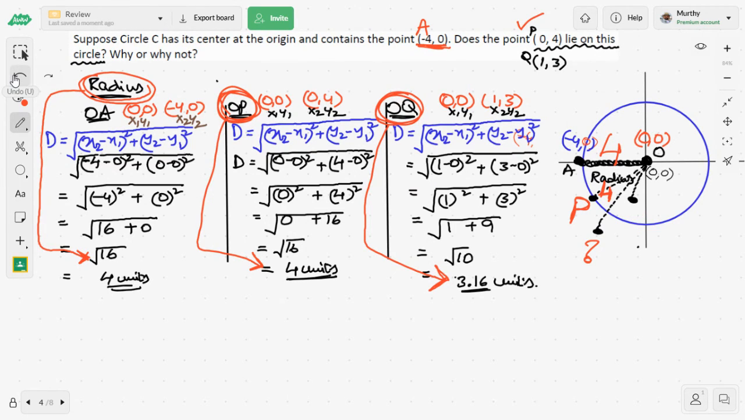If it is less than 4, let's say 3 units or 3.1 or 3.2, whatever the value may be, that is shorter than the radius. Therefore this one must lie inside the circle. So you have to justify your answer also: it is less than the radius, so it is in the interior of the circle, and if it is more than the radius, or longer than the radius, then it should lie outside the circle. Okay, any questions on this?